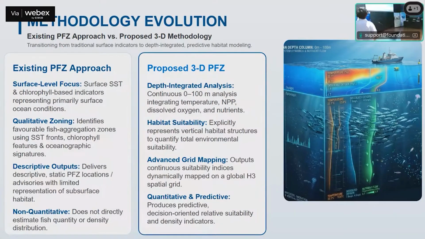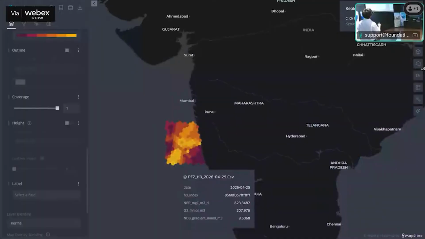So coming again to this, how it is different from the current existing PFZ approach: it covers depth analysis of 100 meters, which is an improved version of the earlier surface approach. Then it also explains the habitat suitability. Different parameters indicate the different amounts of species which can be found in a particular region, based on the values of temperature and oxygen. Then again, we have given the map of this region, which directly indicates and helps.